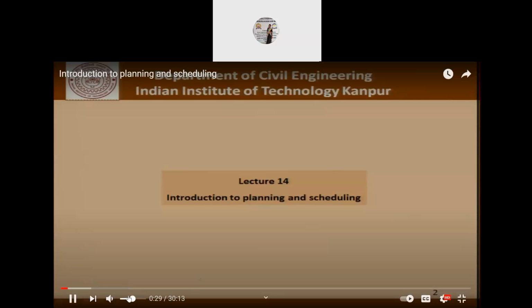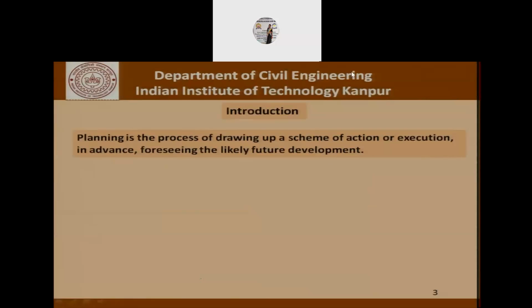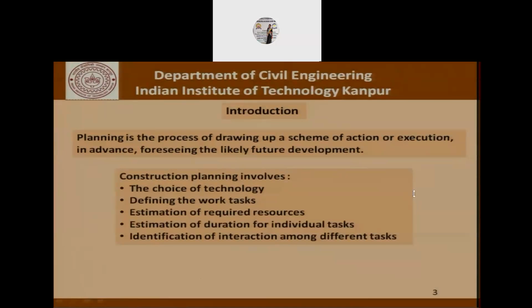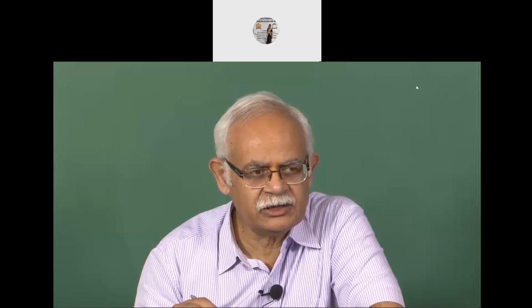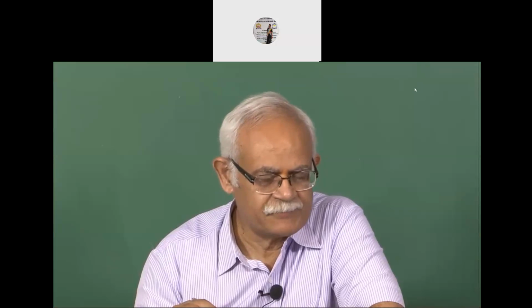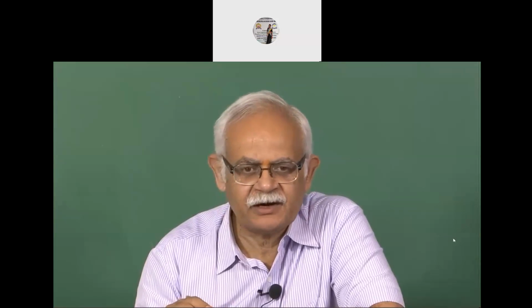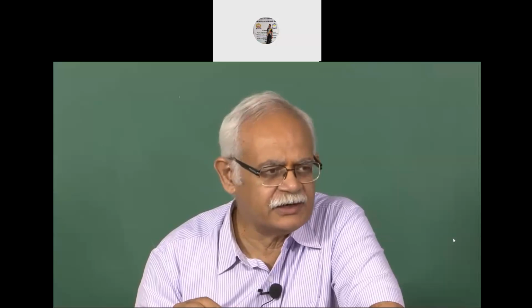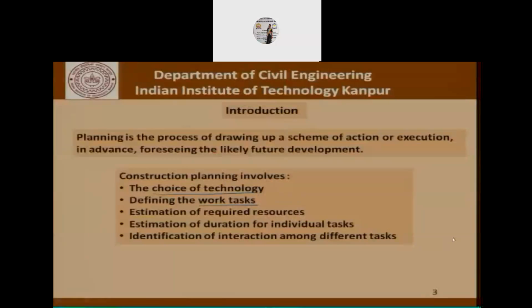In construction activities, planning is the process of drawing up a scheme of action or execution in advance, foreseeing the likely future developments. In the construction industry, or in planning for a construction project, it could involve choice of technology. It could involve defining the work tasks, that is, we break up the project into individual jobs or works. So as part of the planning exercise, we try to break the project down into different jobs or different tasks.